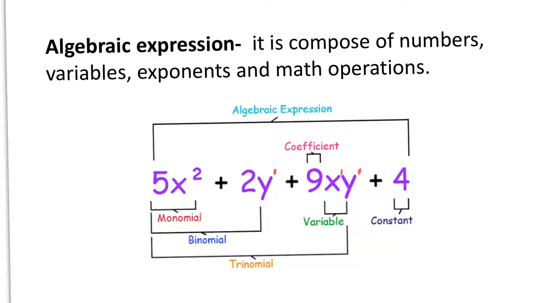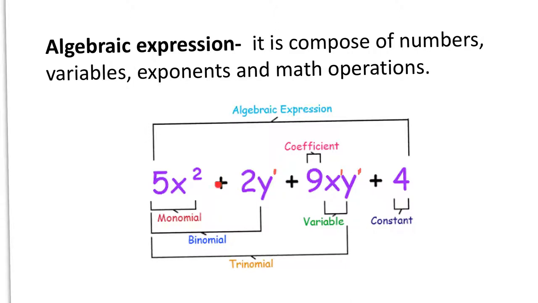And an algebraic expression does not have an equal sign. So notice this expression here, I don't have an equal sign. So it's not an equation. When we are going to look at equations later on, but this expression is not an equation because there's no equal sign. We also have some terms, and the terms are the numbers that are together with variables and exponents. So this number 5 here is together with the x squared. So this is called one term, 5x squared.